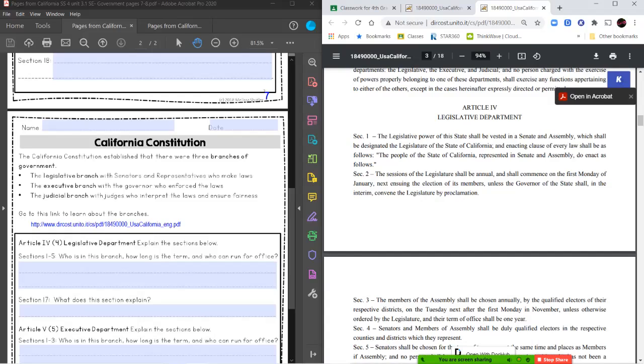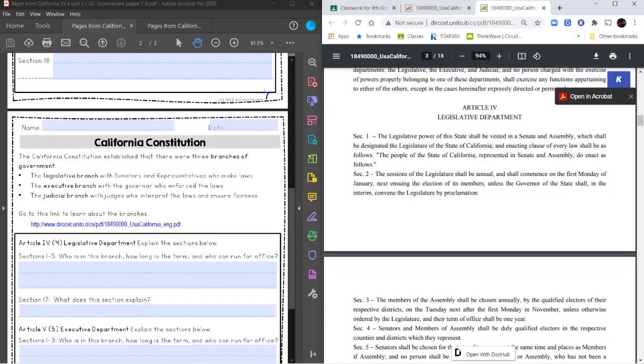Section 2: The sessions of the legislature shall be annual and shall commence on the first Monday of January next ensuing the election of its members, unless the governor of the state shall, in the interim, convene the legislature by proclamation. So for section 2, what does it say? It says the sessions of the legislature shall be annual. Annual means yearly.